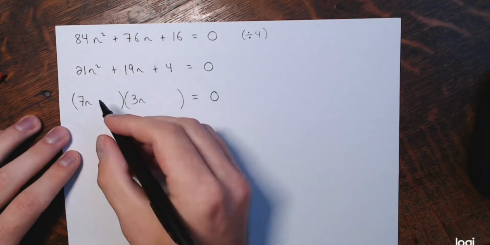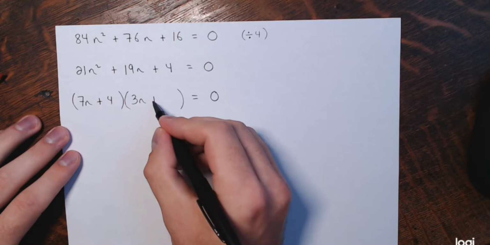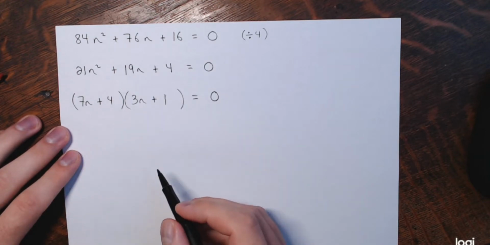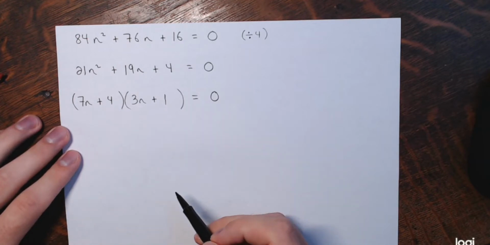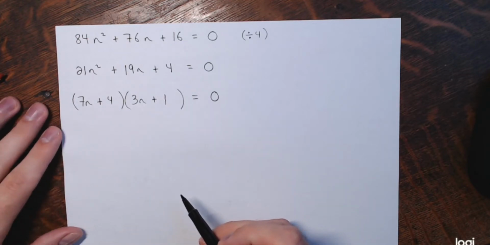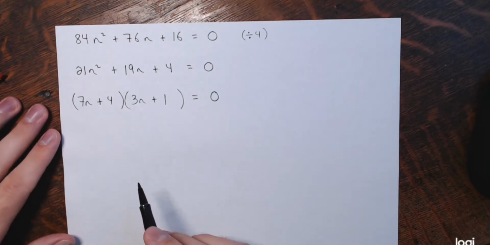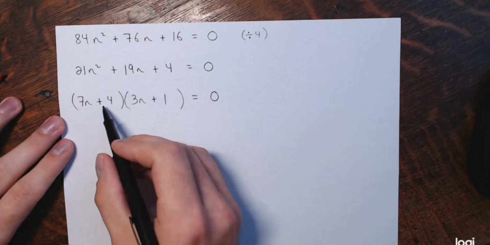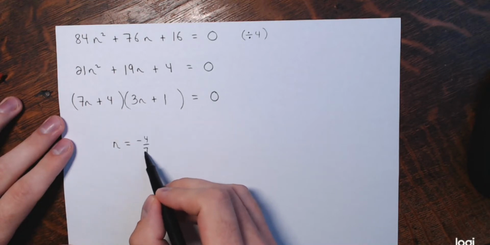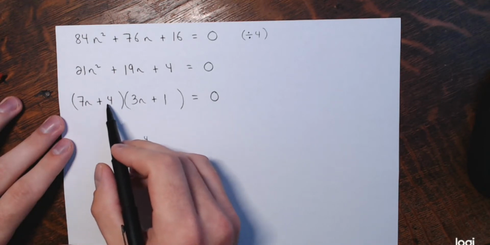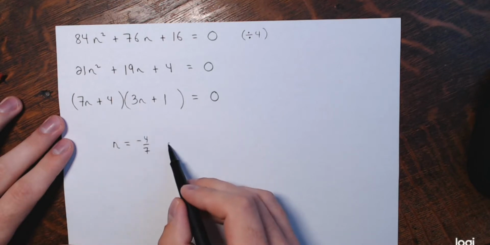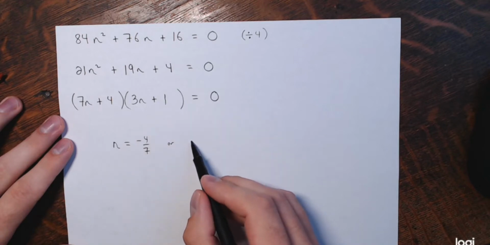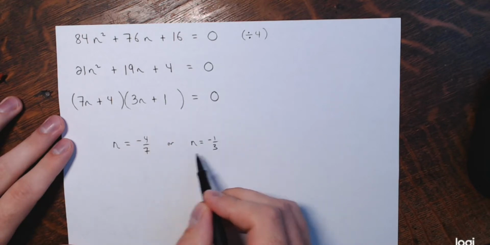So 7 in here, 3 in there. I need plus 4 here, plus 1 here, right, to get 7n plus 12n for the 19n. And then that factors to 7n plus 4 times 3n plus 1. You can check by multiplying. So then obviously n equals negative 4/7 would make this factor 0, if you set this equal to 0 and solve. And if you set 3n plus 1 equal to 0 and solved the other factor, you'd get n equals negative 1/3.